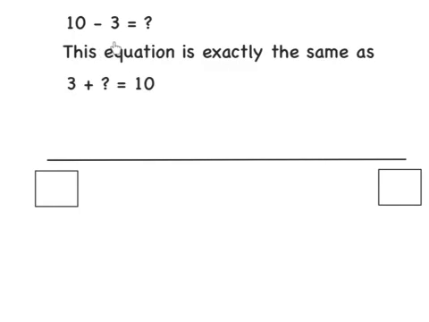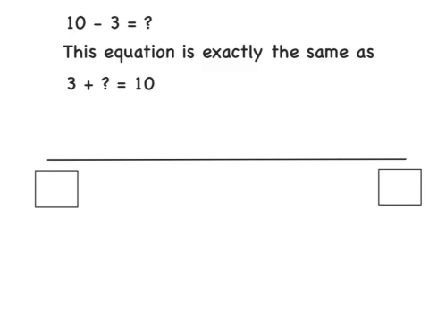10 take away 3 equals something. Now this equation is exactly the same as 3 plus something equals 10. So as you can see, the numbers have just been changed in order, but it's still going to get the same answer. We're still looking here for the answer, and that answer is going to be the same there. Now because we're super clever, we know what that answer is, but let's use a number line to figure it out.